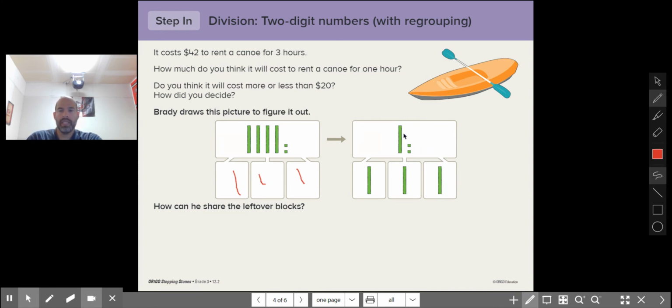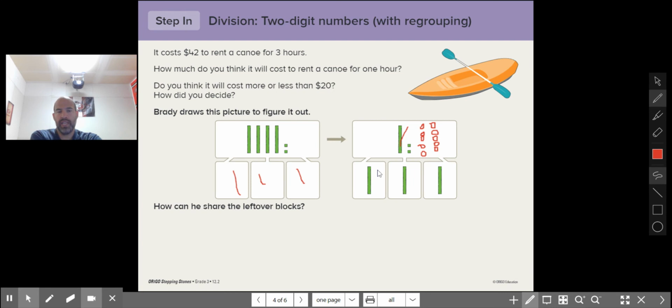So then what does he need to do with the leftover blocks? He's going to trade out 1 ten for 10 ones, right? So 10 ones. Well, he has 10 ones plus 2 ones that he already had, right? So that makes how many? That makes a total of 12 ones, all right? Can he share those 12 ones?